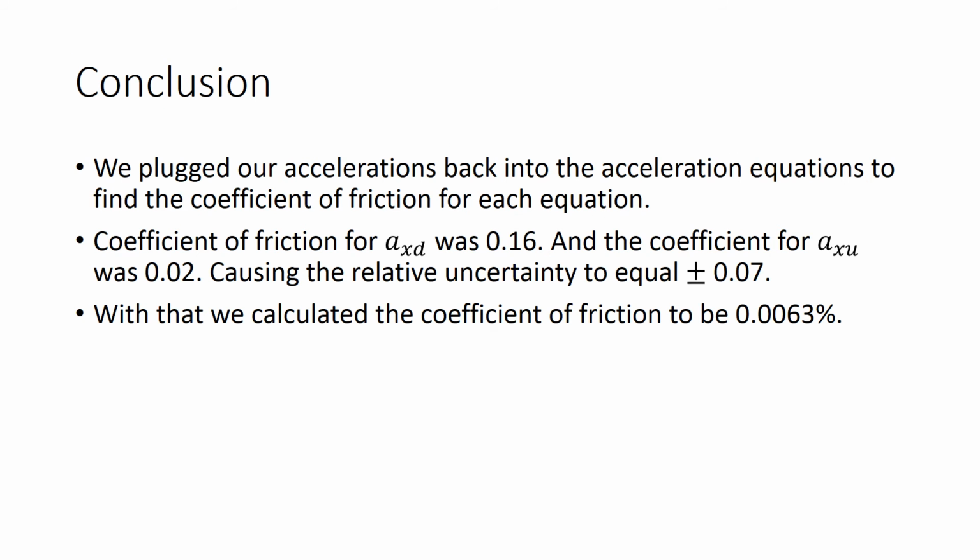So our conclusion is that we plugged our accelerations back into the acceleration equations to find the coefficient of friction for each equation. The coefficient of friction for acceleration on the x-axis going down was 0.16, and the coefficient for acceleration in the x-axis going up was 0.02, causing the relative uncertainty to be equal to plus or minus 0.07. With that, we calculated the coefficient of friction to be 0.0063% correct.